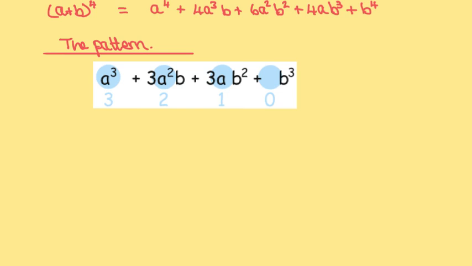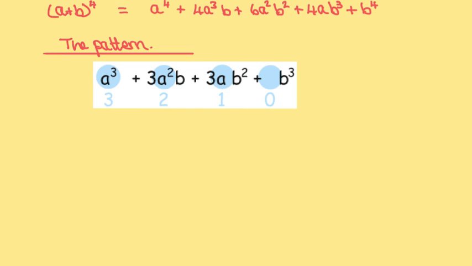A plus b to the power of 4 is equal to a to the power of 4 plus 4 lots of a cubed b plus 6 lots of a squared b squared plus 4 lots of a b cubed plus b to the power of 4. Now let's look at the pattern in the expansion.